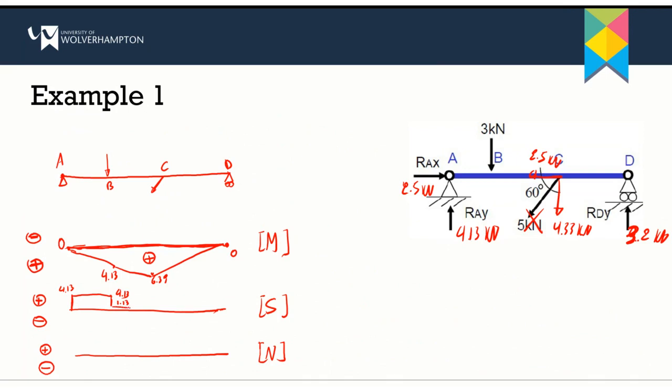The shear force a bit to the left of C is still 1.13. A bit to the right, it is 3.2 kilonewtons. And a bit to the left from point D is 3.2 kilonewtons. So this diagram is positive over here and negative over here.